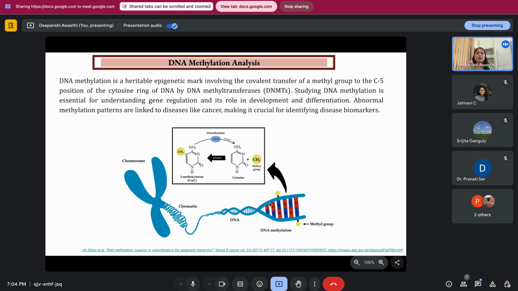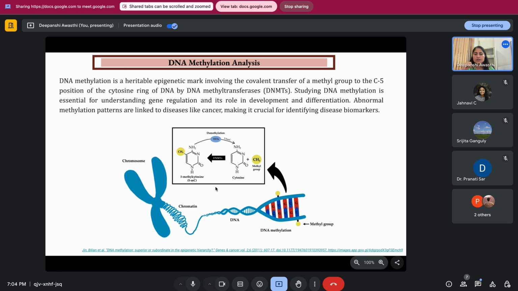Now let's come to our third or the fourth technique, which is DNA methylation analysis, in which we will be looking for the sites in which the DNA is methylated. So DNA methylation is a heritable epigenetic mark which involves the covalent transfer of a methyl group to the C5 position of the cytosine ring. So this can come in your competitive exams, where the methyl group is attached in the cytosine ring. It is the 5th carbon of the cytosine ring where the methyl group is attached.